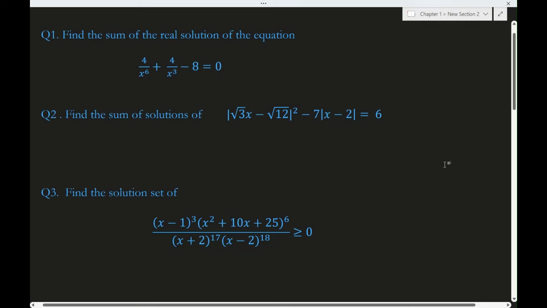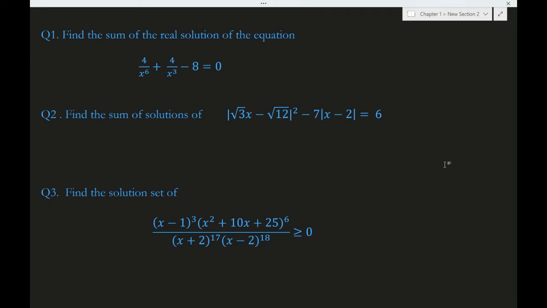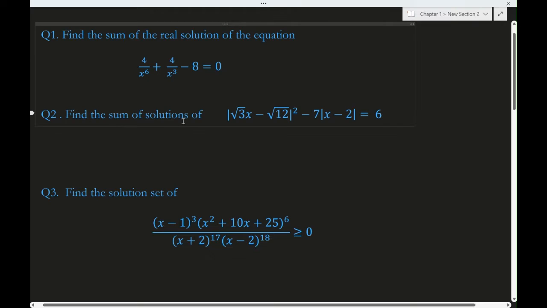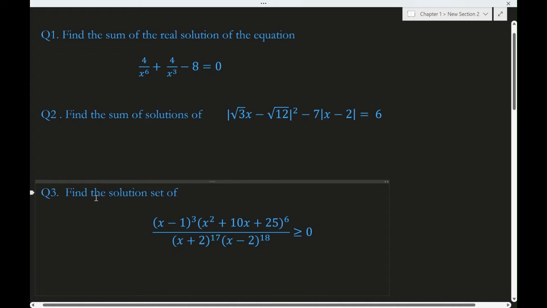Hello, in this video, we'll be solving these three interesting problems. Question number one, find the sum of the real solution of the equation 4 over x to the power 6 plus 4 over x to the power 3 minus 8 equals 0. Question number two, find the sum of solution of this absolute value equation. And question number three is a rational inequality. We want to find the solution set.